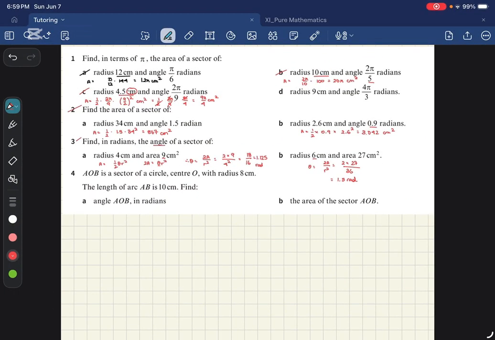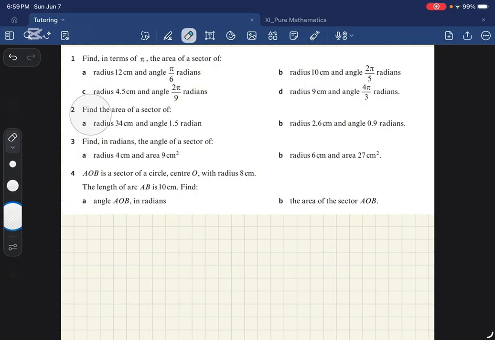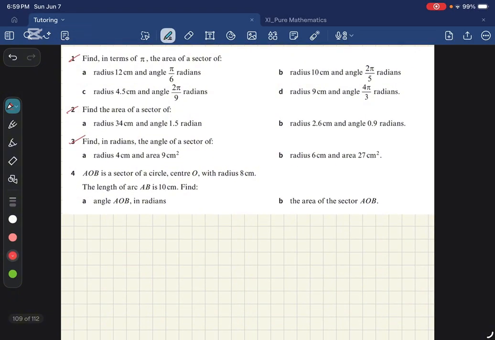Alright, so I hope I can erase everything, because these are very, very straightforward, direct questions, right? Alright. So we are done with 1, 2, 3, and we are going to do 4. Sorry about that.